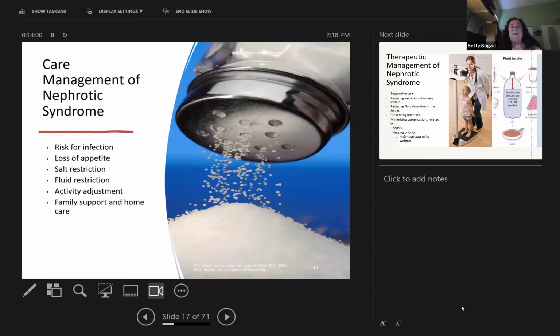So this is something that you're going to have. It is not a curable disease. It's chronic, and it is an autoimmune type of thing. So you're going to have a risk for infection. That's the big thing here.